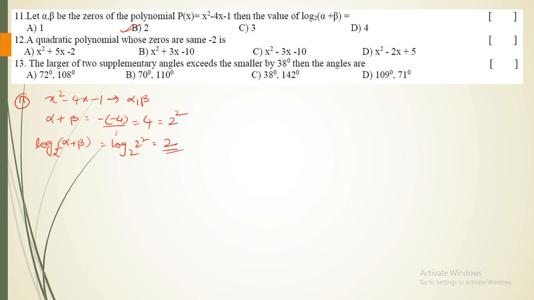Next, moving on to question number 12. What did he ask? A quadratic polynomial whose zero is minus 2 is? So one of the zeros is minus 2. Then what will happen? If you do direct option verification, you are going to get option C. What is that? Minus 2 whole square minus 3 into minus 2 minus 10.